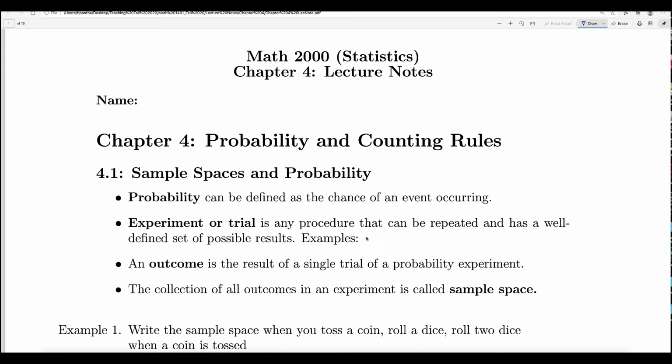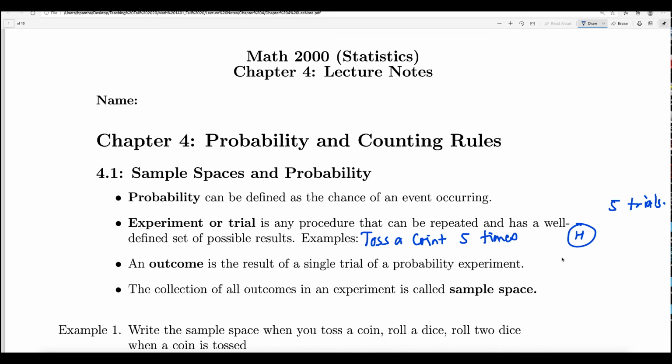For example, you can toss a coin. If you toss a coin, let's say 5 times, we call this an experiment. So the experiment here is tossing a coin 5 times. Okay, but how many trials does it have? You flip the coin 5 times. That is 5 trials, right? This whole thing is one experiment, but the trials are 5 trials. Okay. An outcome is the result of a single trial of a probability experiment.